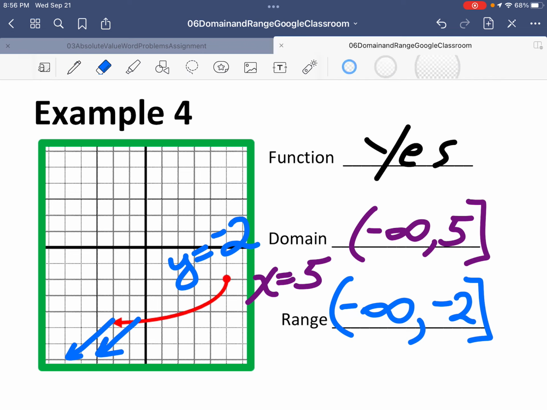So when you look at this point right here, we'll make it big and black, you might say it represents the starting point, but you have to separate the x and the y when you do the domain and the range.